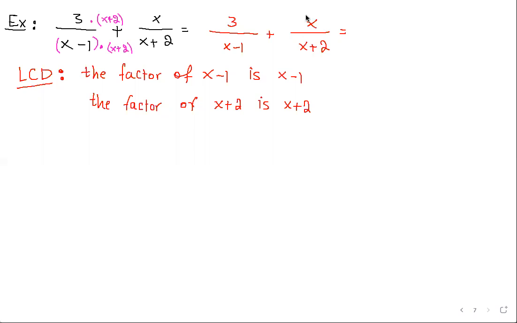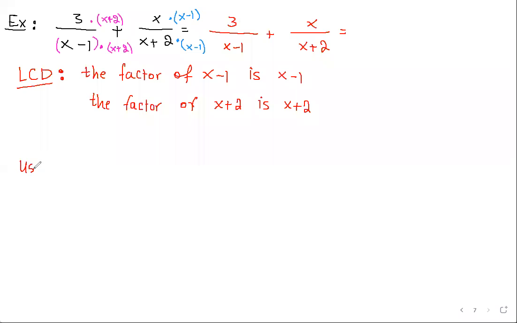Now for the second fraction, we have to multiply both numerator and denominator by this guy, x minus 1. Here we have x minus 1. So look, now both denominators are equal: x minus 1 times x plus 2, x plus 2 times x minus 1. Now using the property.